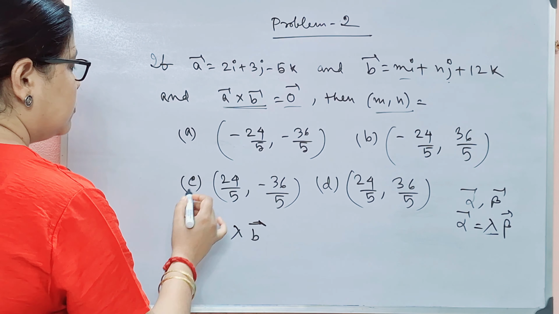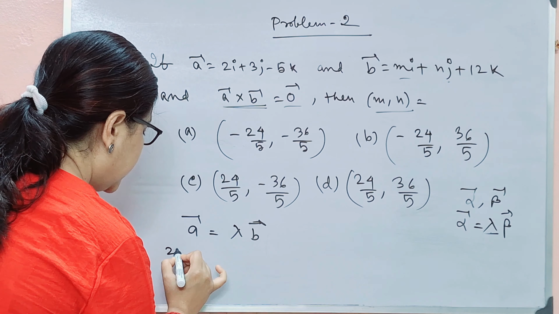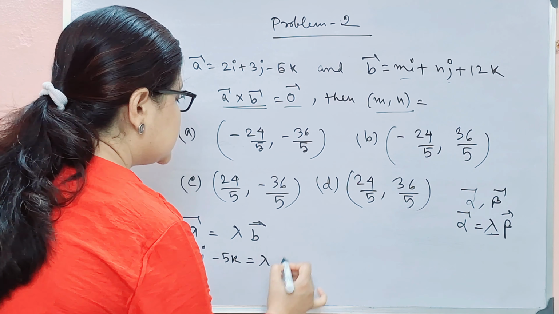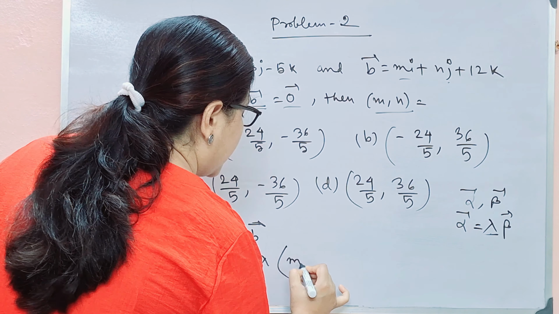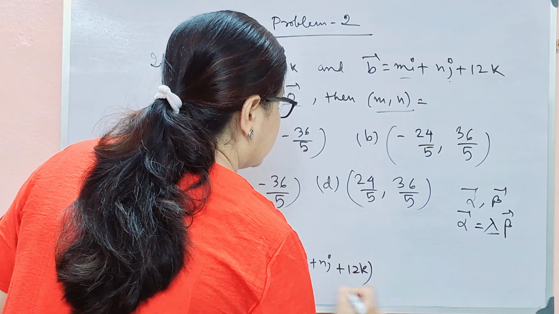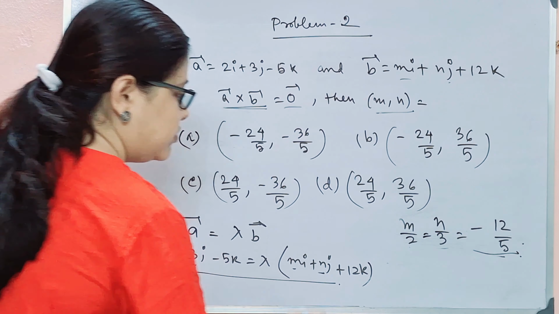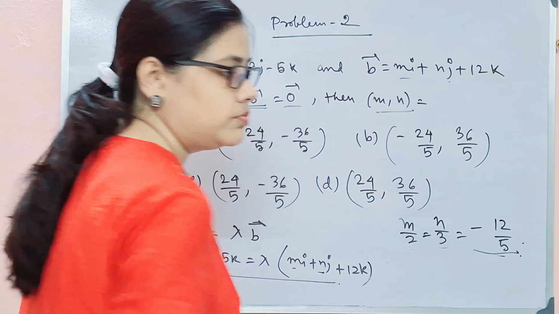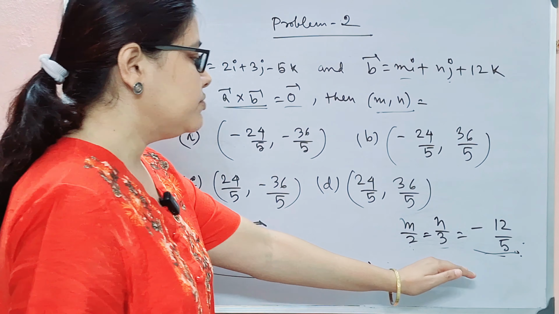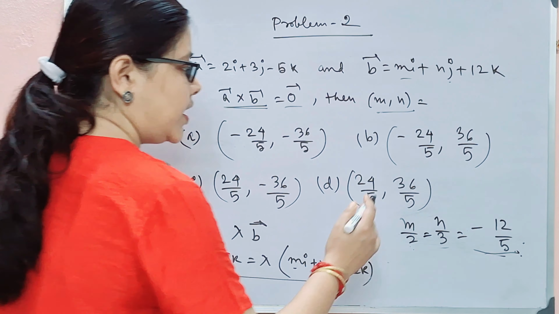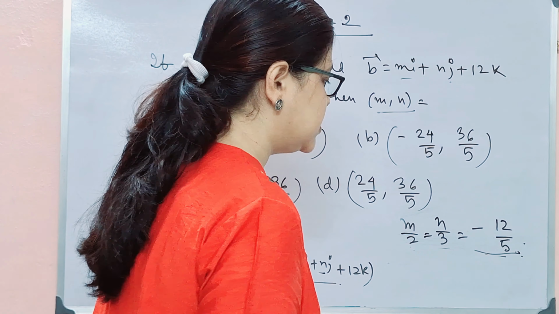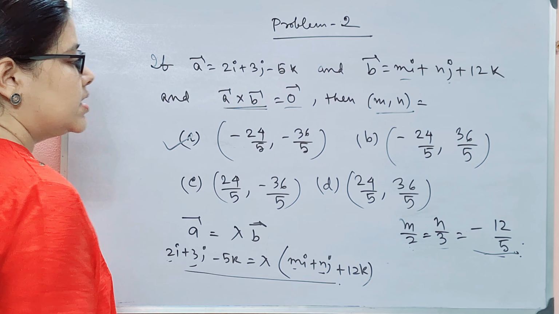So what is A? A is 2i plus 3j minus 5k, and lambda is a scalar, and B is mi plus nj plus 12k. So in that case, from this equation we can write m divided by 2 equals n divided by 3 equals minus 12 divided by 5. From this equation I can easily get the value of m and n. m equals minus 24 by 5 and n equals minus 36 by 5. So A is the correct option.